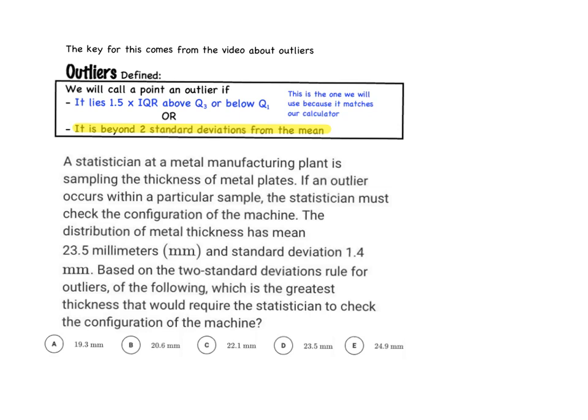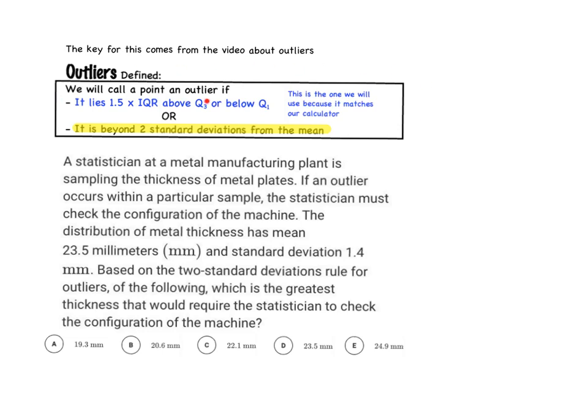Hi, Britannia. I was just going to make a quick video to explain this one because I thought that might be a little bit quicker and easier to understand than me typing a bunch of text. The key for this question comes from the Outliers video from this week. I think it's in test 2.